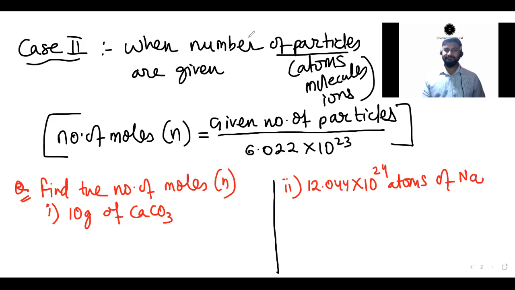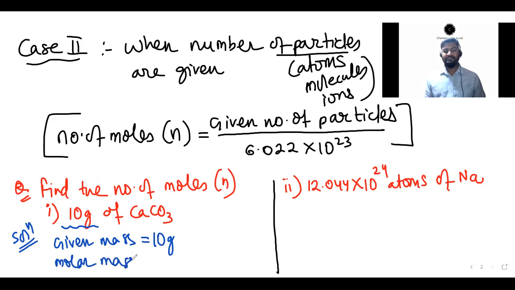Okay, so let's do it. How to do both the questions here? So the solution goes like this. What is this data? It's a given mass, of course. And how much is that? Yes, 10 grams. What is the molar mass of CaCO3? Molar mass of CaCO3: calcium is 40, carbon is 12, oxygen is 48. So the total, 40, 12, 48, comes out to be, yes, exactly, 100.